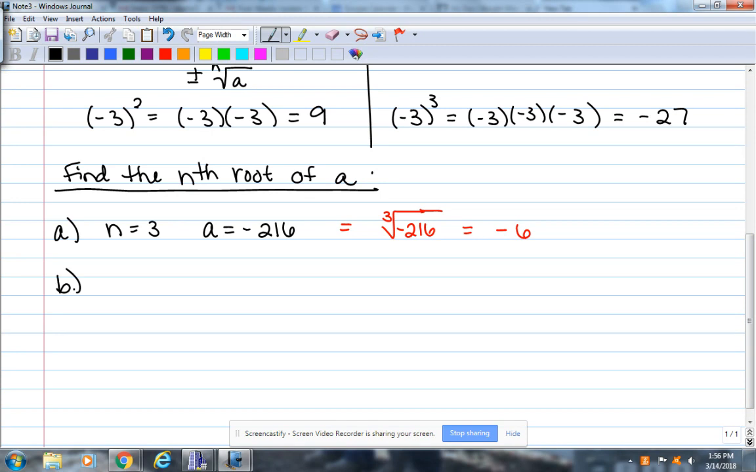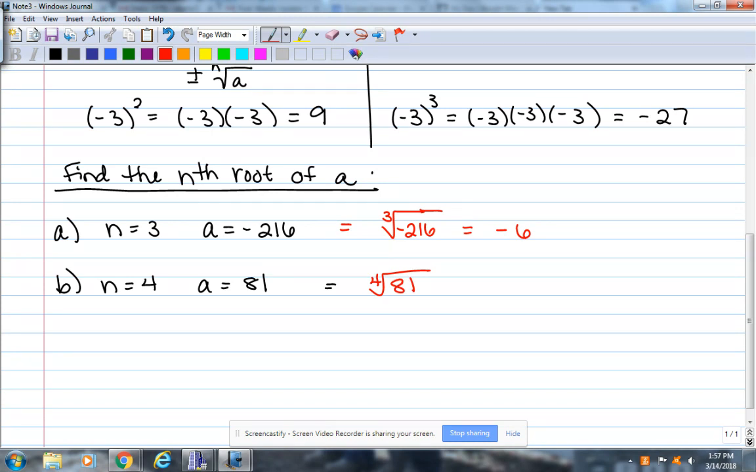So B, we have N equals 4 and A equals 81. So what number is my index? A or N? N. Get it? N. Index. So that goes on the outside of the radical. The inside of the radical is your A.